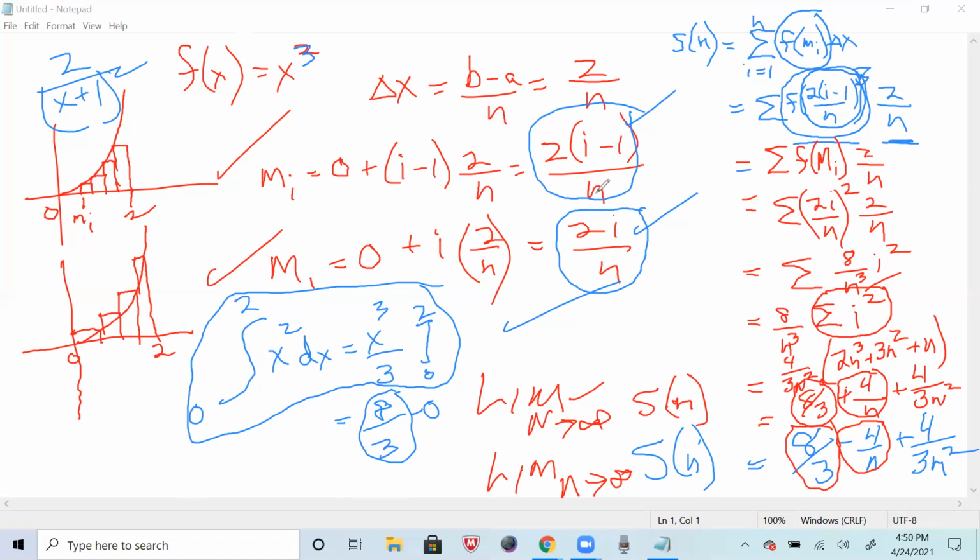Or down here, I would cube that. In other words, I would still substitute capital M sub I and then perform the operation. And the function is cubing it. So that's what you do. So no matter how complicated the function is, you can use this method to find the area using the Riemann definition.